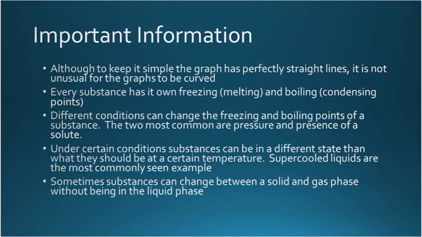Under certain conditions, substances can be in different states than what they should be at certain temperatures. Supercooled liquids are the most commonly seen example. Sometimes substances can change between solid and gas phase without being in a liquid phase. Remember, this is called sublimation.